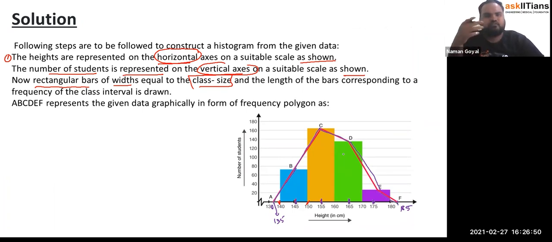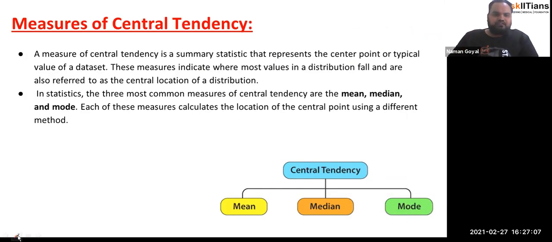So in a frequency polygon graph, we have to draw the histogram first. Then with the help of that histogram, we can draw the frequency polygon. Are you getting my point? So it is very easy to understand, right? Now, the next topic is very important.